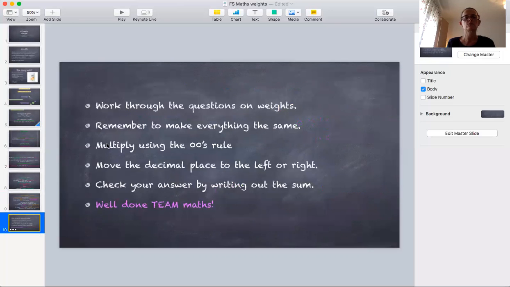You're going to have some exercises. I'm just going to go through what you need to do next. So work through the questions on weights. They'll be on the sheet. Remember, make everything the same. Multiply using the zeros rule. The same applies for divide. Move the decimal place to the left or right. We're going to do more on this, but it's just to get it into your mind about what we're doing. Check your answer by writing out the sum. I would write the sum out before you get to that point, but as you get more confident, that is one way you can check your answer, by writing out the sum.